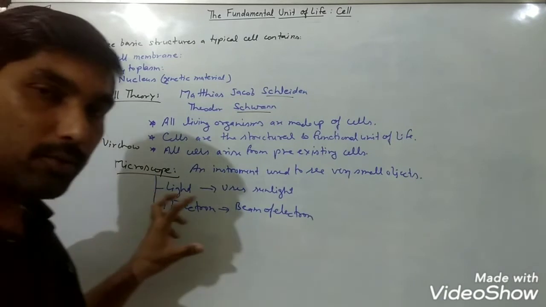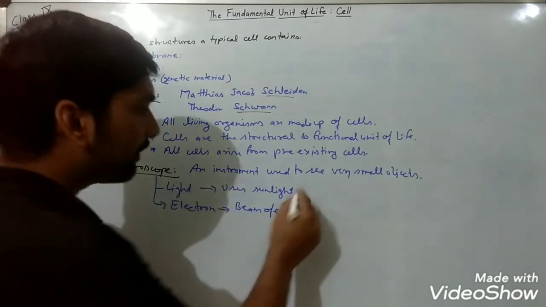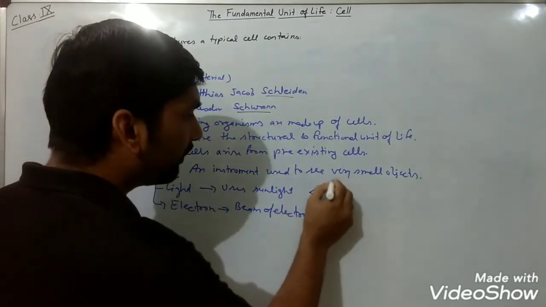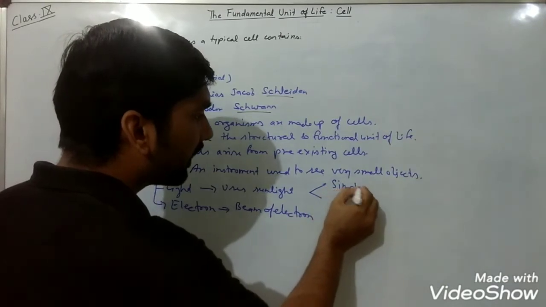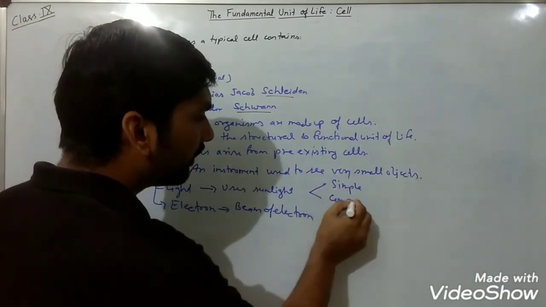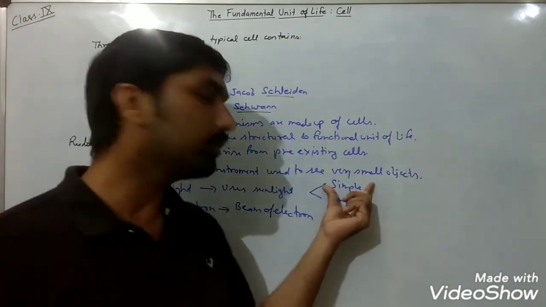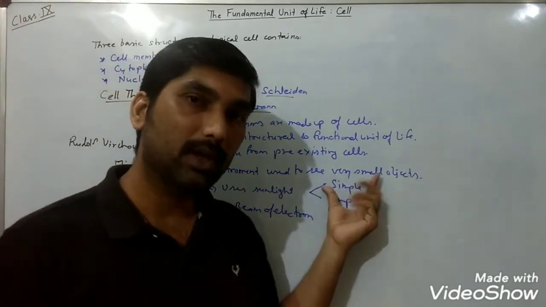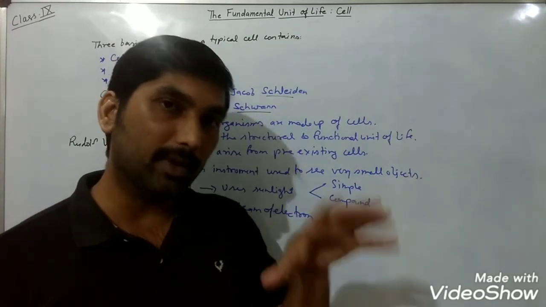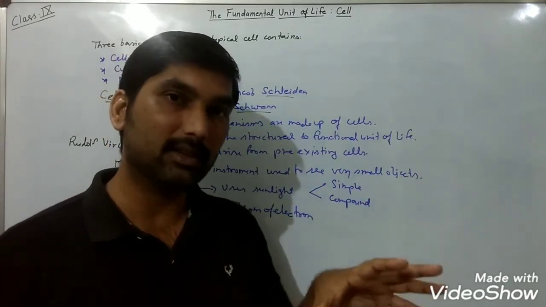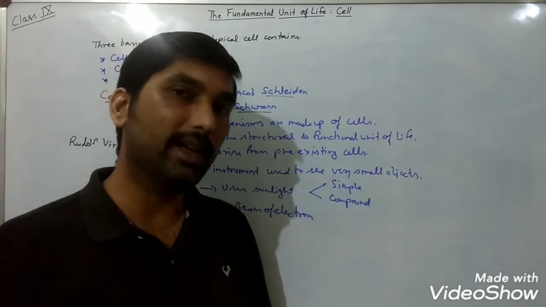So this light microscope is also of two types. The first one is simple and the other one is known as compound microscope. So in simple microscope, simple light microscope, you can get an idea that only one lens is there, the convex lens, which is also known as converging lens.